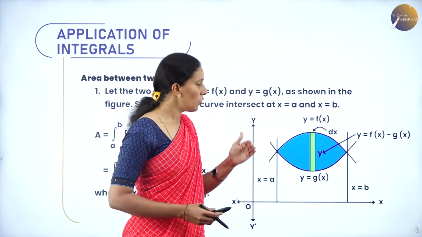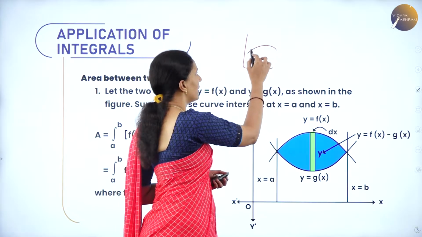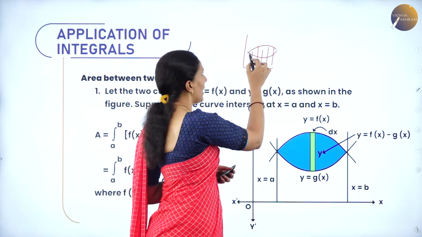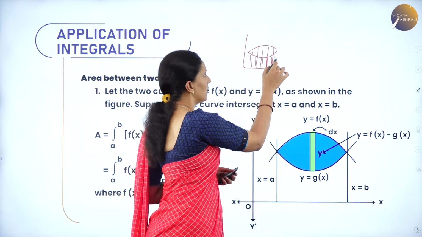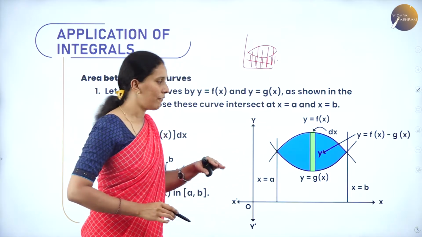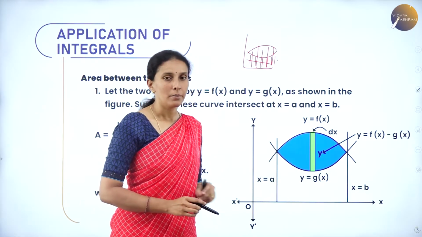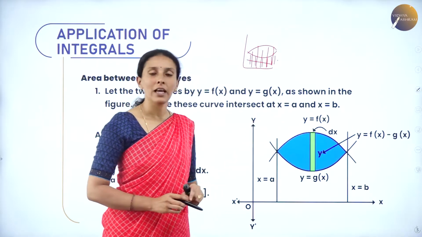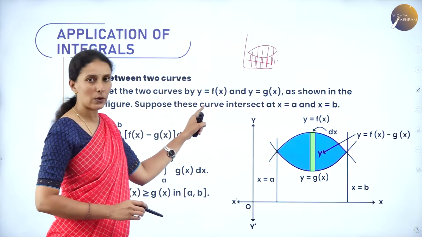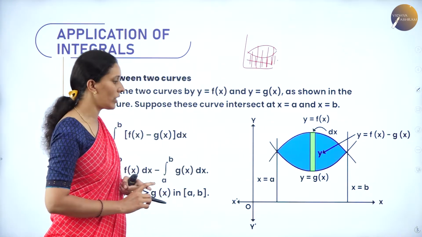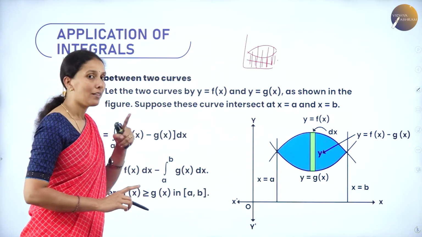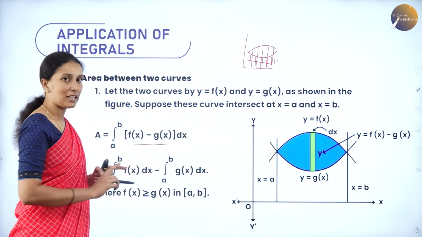So what I am supposed to do, first here I will find the area under the curve f of x. Then I can find the area under the g of x. So if I subtract this area from the f of x, then I will find the area between the region bounded by f of x and g of x. So that is why here, let the two curves y is equal to f of x and g of x be given as shown in the figure, and the intervals are from x is equal to a to x is equal to b. Then the region is given by f of x minus g of x.